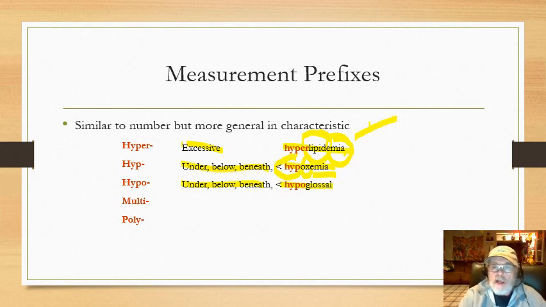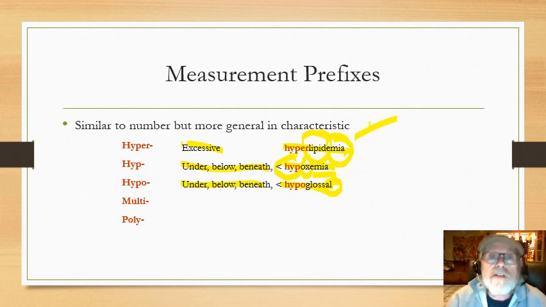Hypoglossal. The word al is what? It's an adjective suffix. Glosso means tongue. And something that's below the tongue would be called hypoglossal. There's a nerve that comes directly from the brain. It's called the 12th cranial nerve, or the hypoglossal nerve. It actually goes to the tongue. And what the hypoglossal nerve does, it does this. Makes you stick your tongue out, okay?